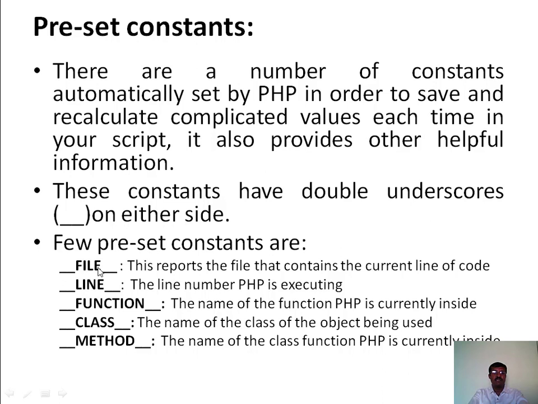__FILE__ reports the file that contains the current line of code. __LINE__, the line number PHP is executing. __FUNCTION__ gives the name of the function PHP is currently inside. __CLASS__, the name of the class of the object being used. __METHOD__, the name of the class method PHP is currently inside. So these are a few of the preset constants.